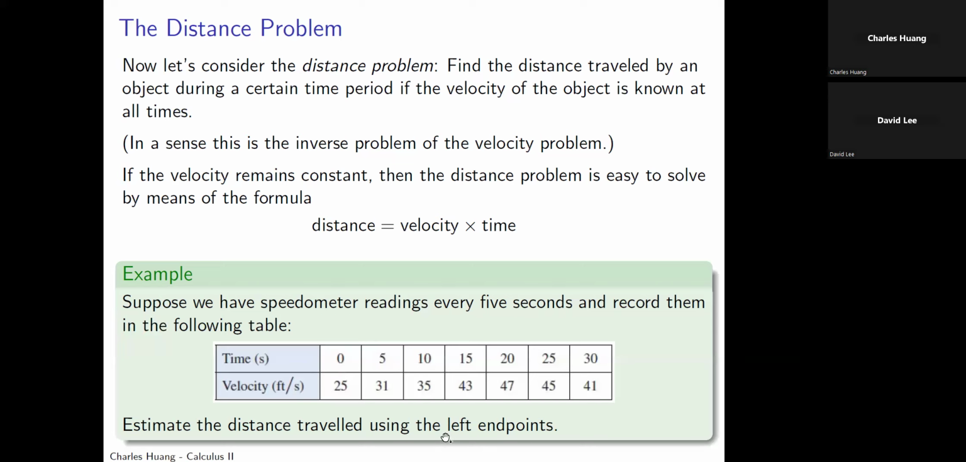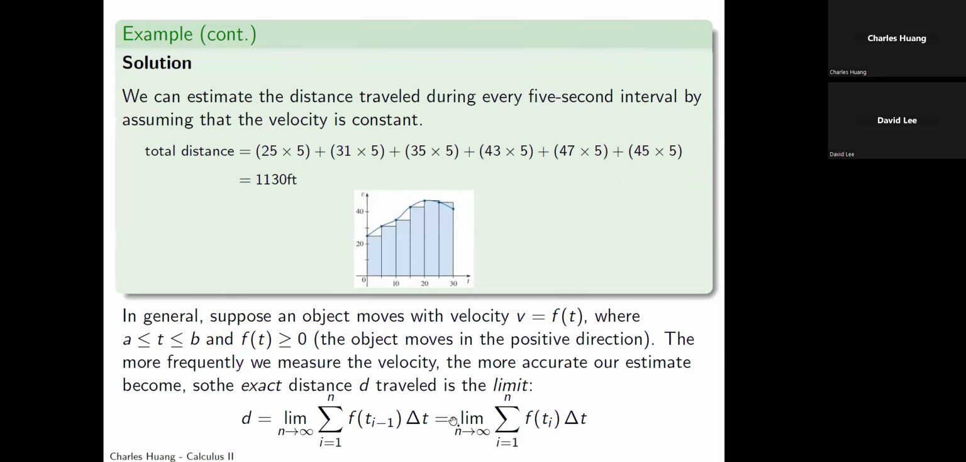We can do the same thing using the left endpoints in this case. My velocity can be going at different speeds. But I know I started from 25 and then it goes up to 31 and then 35 and then 43, 47, 45, and it comes down to 41. If I use the left-hand point, I end up having a similar situation. Because here we're multiplying velocity with time.